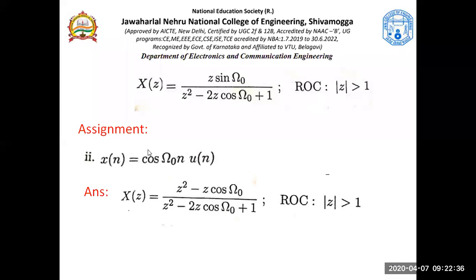And I had given you cos omega naught n as the assignment. Fine. I hope you have solved this. It's very similar to what we have done for sine omega naught n. Already these PPTs are posted in Google Classroom for your reference in PDF format. Okay, you can go through that. You should not find any problem obtaining the X of z for this particular sinusoidal sequence.